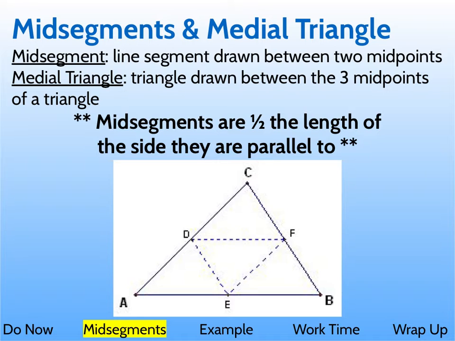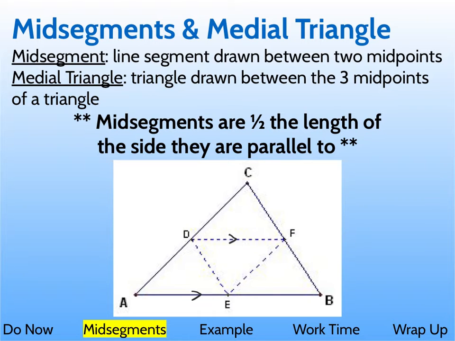And another important note here is that DF is parallel to AB. Also, DF is half the length of AB. Cool, cool, cool. Now, if we connect all three of the midpoints with DEF right here, then this triangle is called the medial triangle. And it's like a dilation with a scale factor of 2 of this original triangle, because each side is half the length of the one it's parallel to.